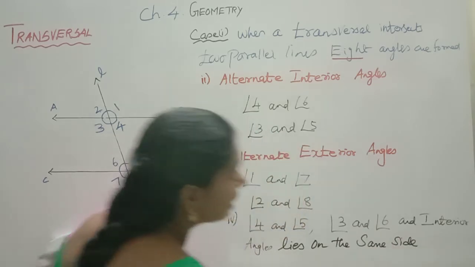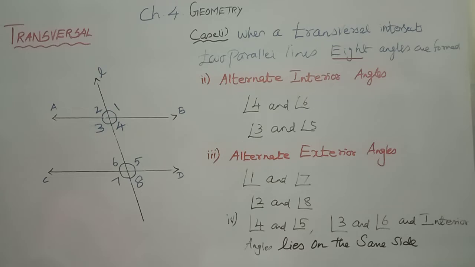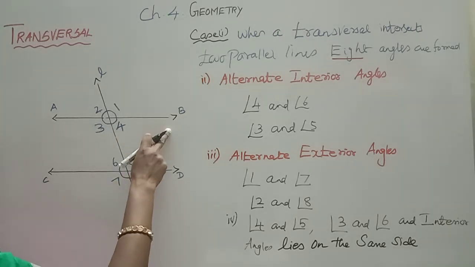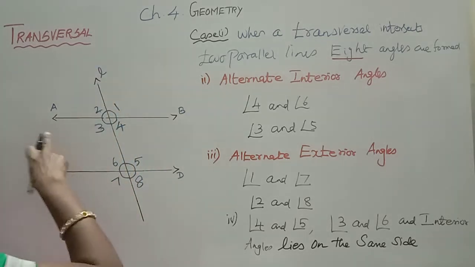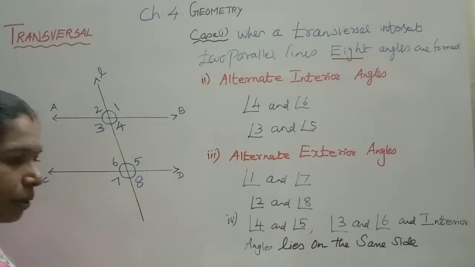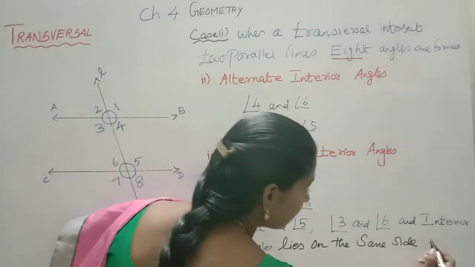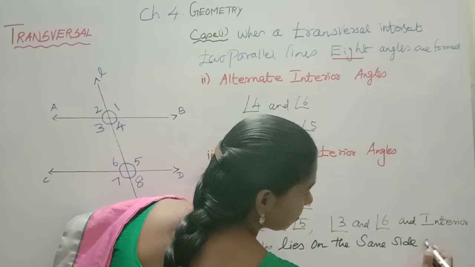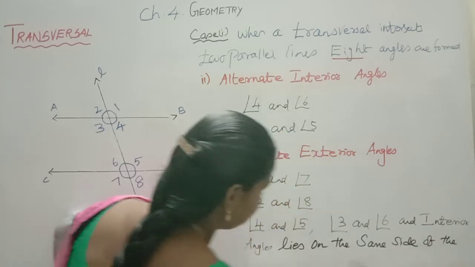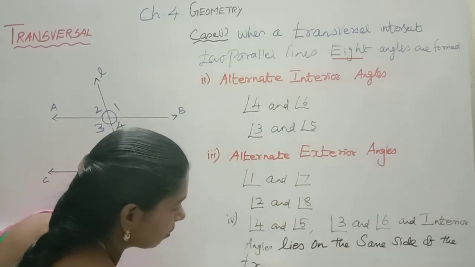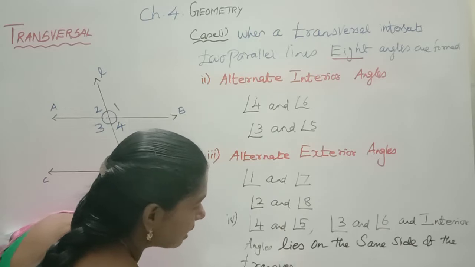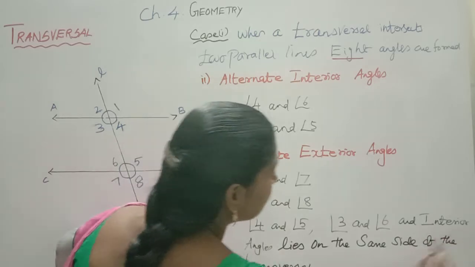What is a transversal? When a line intersects two or more lines at distinct points, it is called a transversal. Here, which lines is it intersecting? L is a transversal, and AB and CD are parallel. Very good. They lie on the same side of the transversal, that is, interior of the transversal.